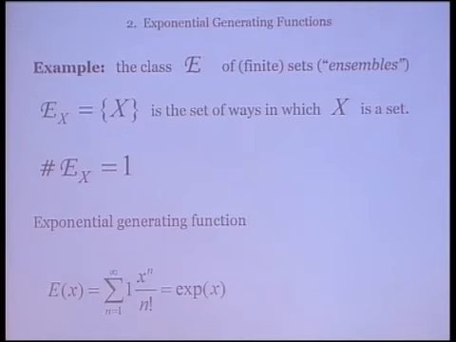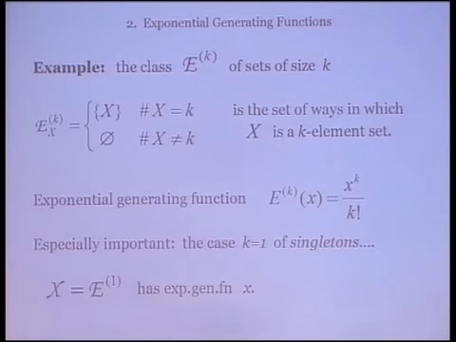Okay, there's one more example I want to talk about. This is kind of an elaboration on the last example: the class of sets of size k for a given value of k. There's exactly one way for X to be a k-element set if X is a k-element set. If X is not a k-element set, then it can't be. So this is the class of ways in which X is a k-element set, and here's its exponential generating function.